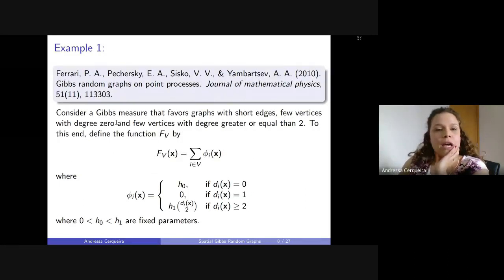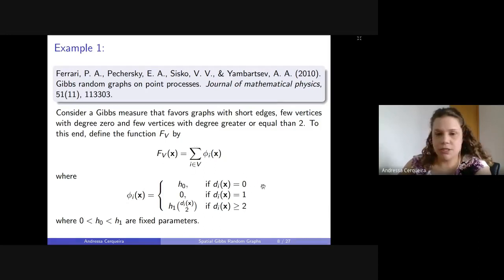The first example is the model that is defined in this paper that we are going to talk about in this presentation. In this work, the authors define the function f as a sum over all possible vertices in the graph of this phi function. What is this phi function? It is proportional to a positive constant h0 when the degree of the node is equal to 0. It is proportional to 0 when the degree of node i is equal to 1, and it is proportional to the degree of node i when the degree of node i is greater than or equal to 2.